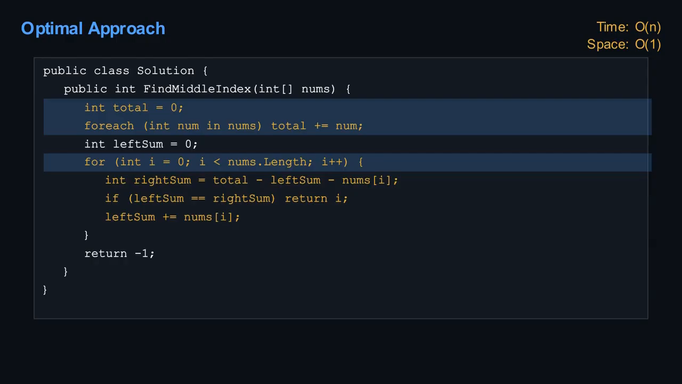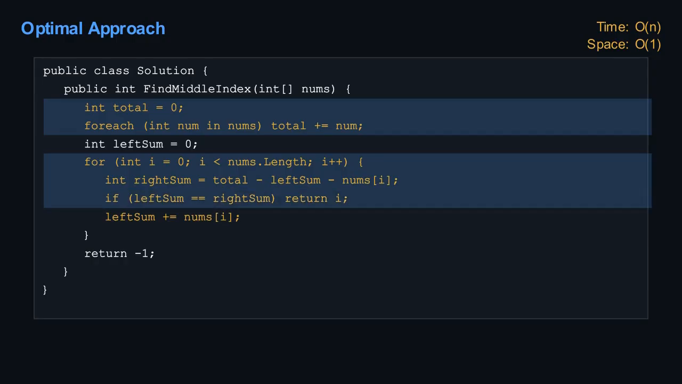The right sum for the current index can then be derived. It's simply the total sum minus the left sum and minus the current element itself. If at any point the left sum equals this calculated right sum, we found our middle index and can return it immediately. Otherwise, we update the left sum by adding the current element, preparing for the next iteration.